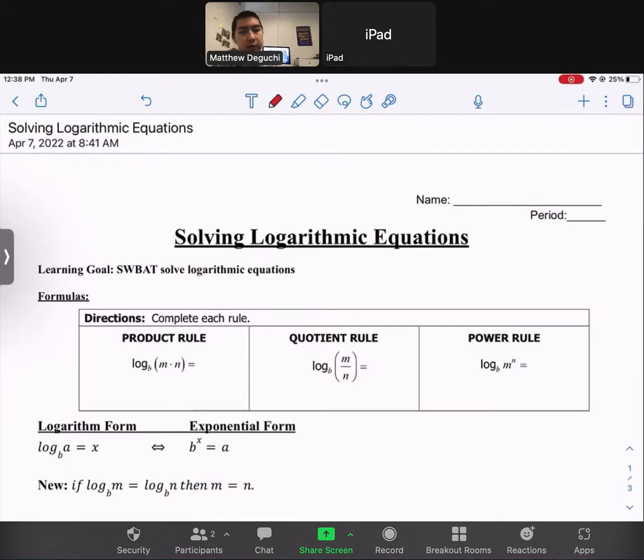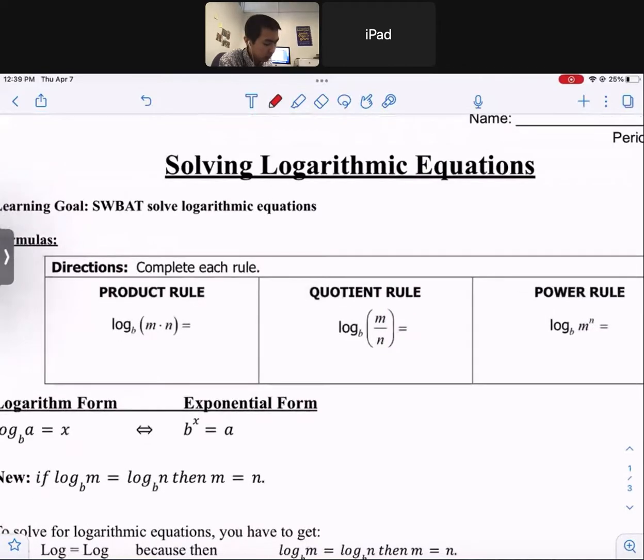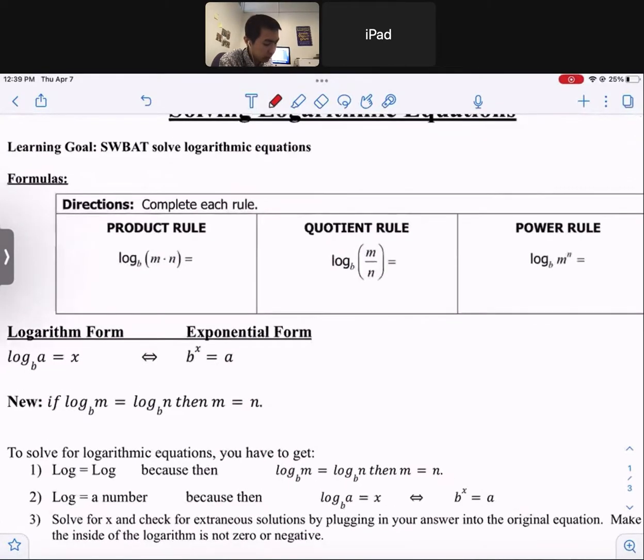This is a lesson on solving logarithmic equations. Learning goal: students will be able to solve logarithmic equations today. It pretty much encompasses everything we have been learning up until this past week. Here are formulas that we are going to need to know in order to solve logarithmic equations.